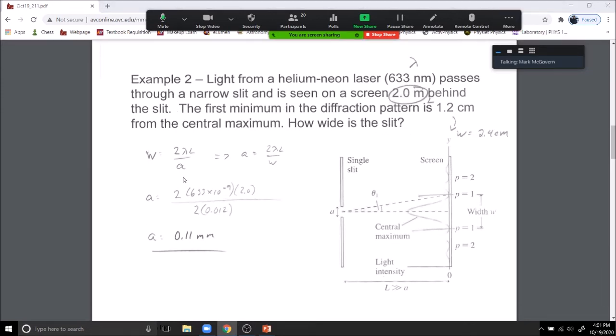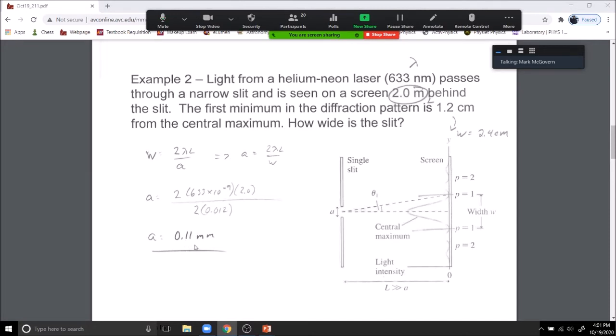All right, so we have our width equation, right? W equals 2 lambda L over A. Got to solve for A. That's the slit width. Put our numbers in here. Nothing tricky about this. Make sure you put in nanometers. You know, we got our distance in meters. Great. Now, everything's got to be SI, so make sure you convert everything to SI. The 1.2 centimeters, got to put it in meters. Everything's good, and we got a slit width that is seemingly insanely small.